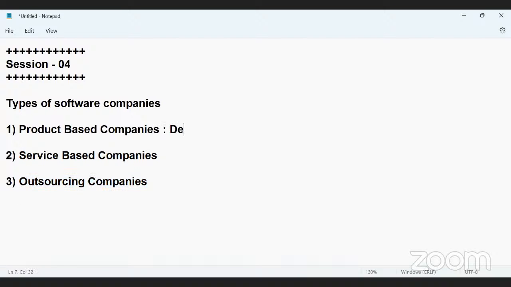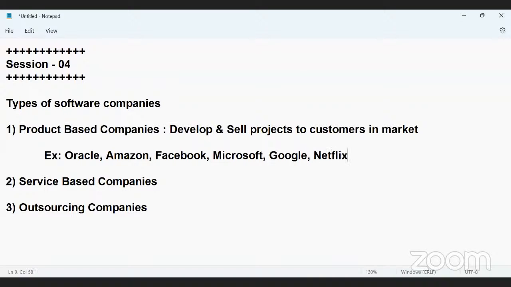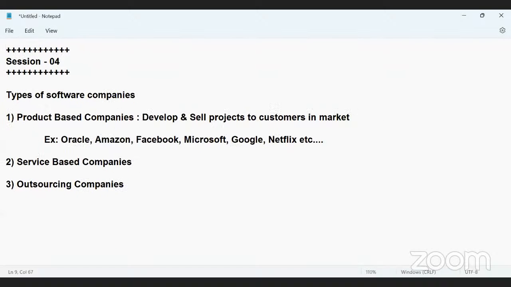Product-based companies develop and sell projects to customers in the market. For example, Oracle is one of the product-based companies. Amazon is a product-based company. Facebook is a product-based company. Microsoft is a product-based company. Google is a product-based company. Netflix is a product-based company, etc. There are so many product-based companies available in the market.